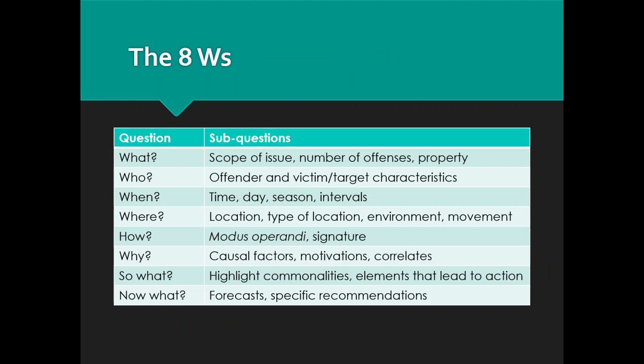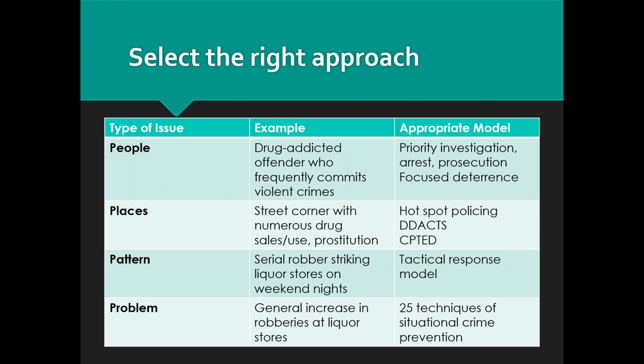And those last 2 questions, what does it all mean? What are the things that we should be focusing on, and what are the things that we should do next? These are the questions that agencies need answers to, whether they're trying to develop a DDACTS model or any other progressive policing program. Now let's talk a little bit about my second question. What should agencies do based on all of this information? How do we select the right approach?